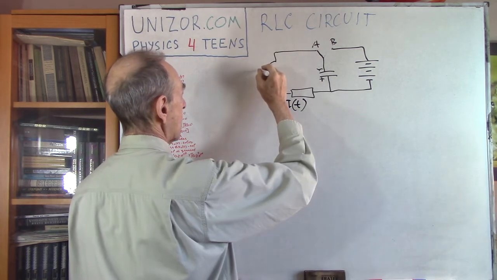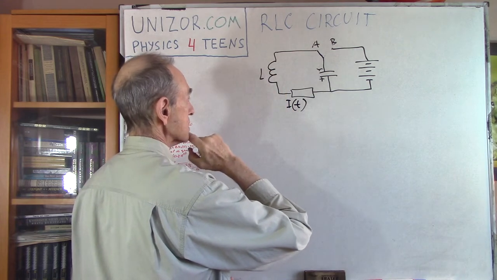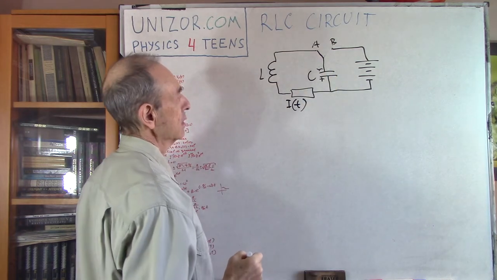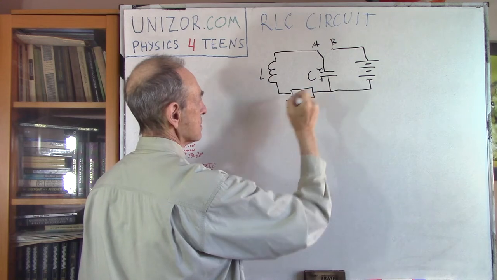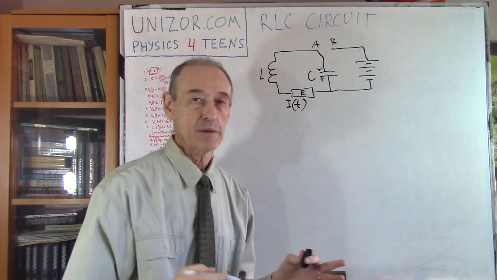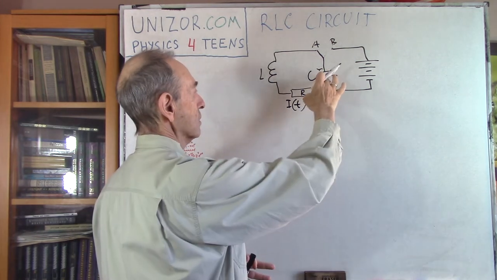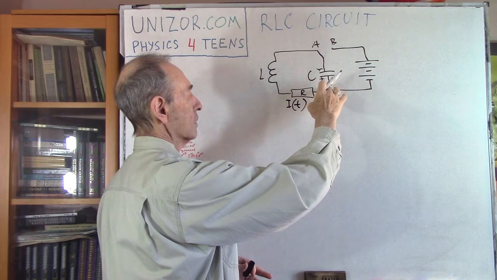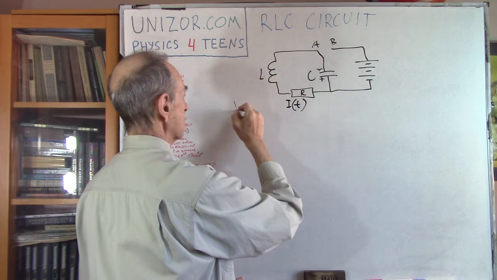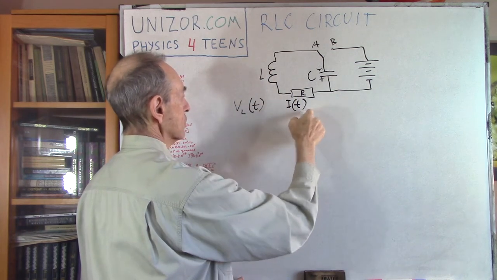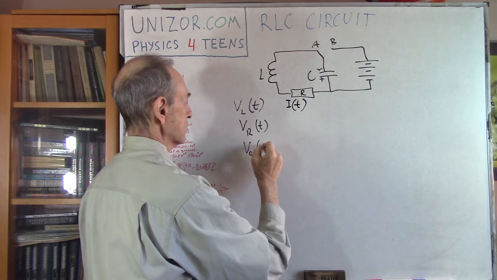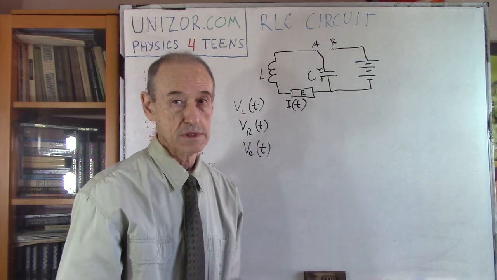So let's assume that the inductance of the inductor is L, the capacitance of the capacitor is C, and the resistance of the resistor is R. Now, we will do exactly the same as in the previous lecture, which means I will talk about voltage on each of these things. So the voltage on this would be VL of t, voltage on this will be VR of t, and voltage on the capacitor would be VC of t. All of them are changing, obviously, all the time.